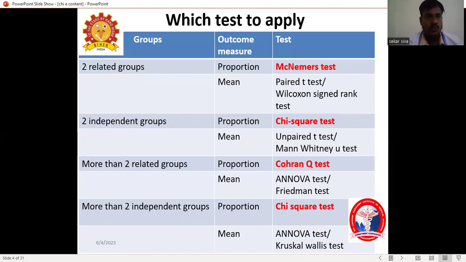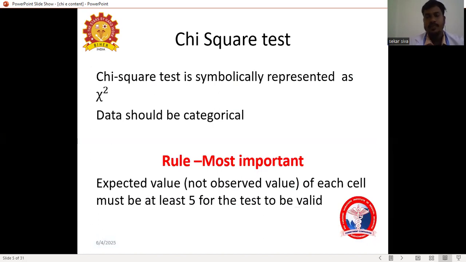If it is more than two groups, if the outcome variable is proportion, we also use chi-square test for those. If it is mean, ANOVA test or Kruskal Wallis test. Okay. So coming to the topic. So what is chi-square test first?